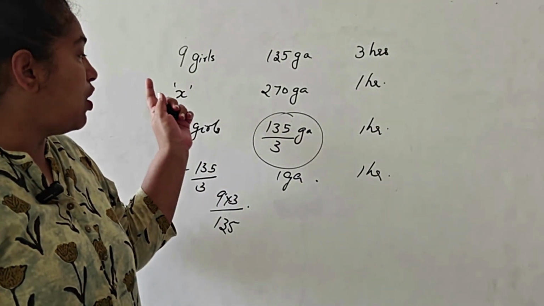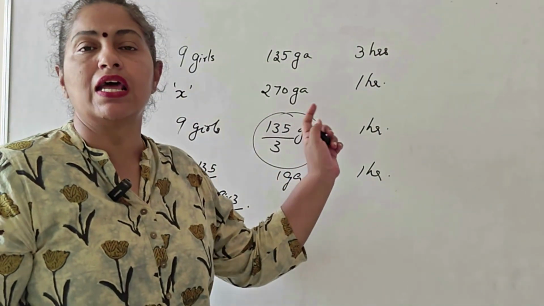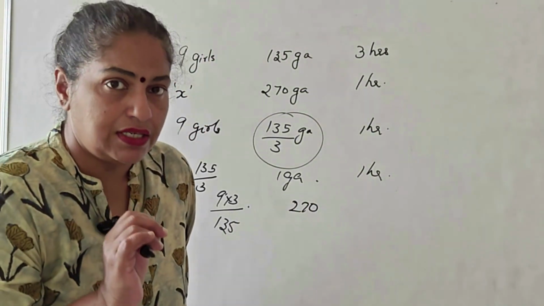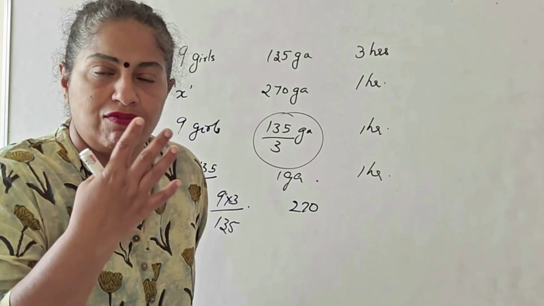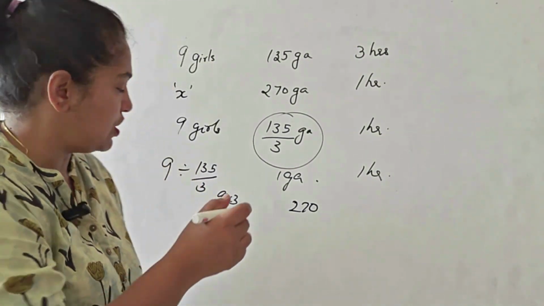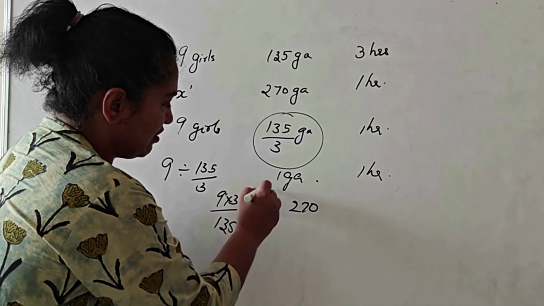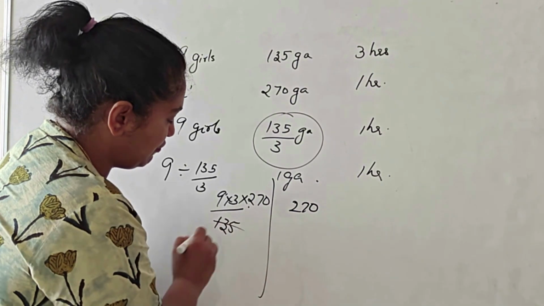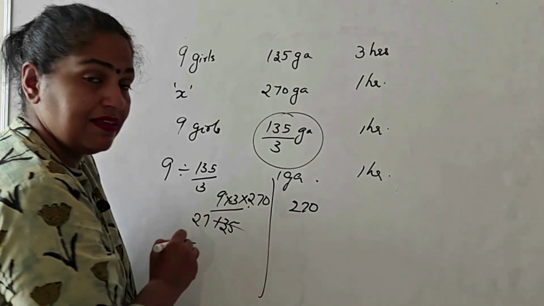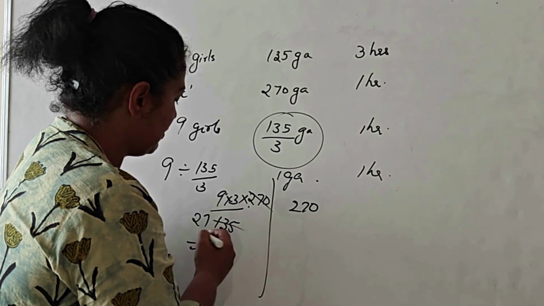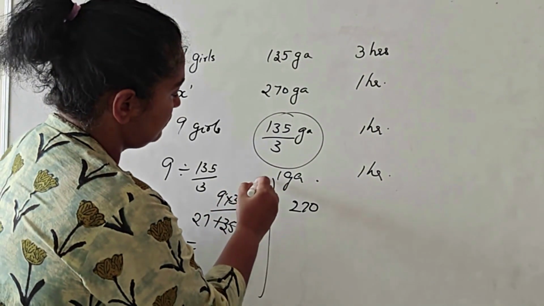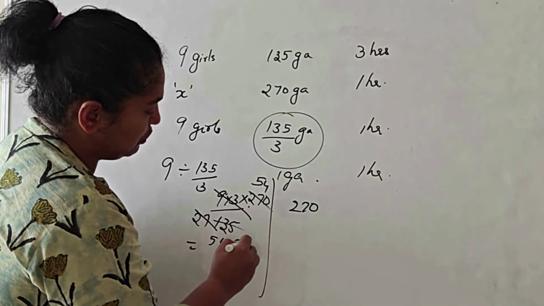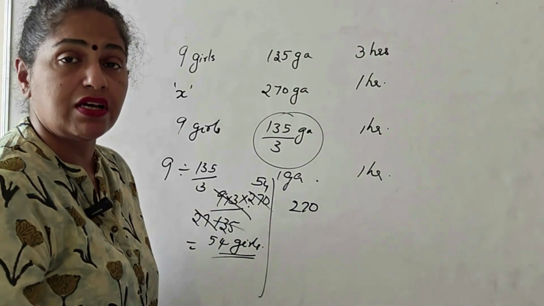Now, what is the question? How many girls are required to make 270 garlands in 1 hour? So, in order to make 270 garlands, the number of girls will be more or will be lesser? It will definitely be more because the number of garlands is more. So, this into 270. Now, let us find the value. When you divide by 5, you will get 27. Here, when you divide by 5, you will be getting 54. 54 girls are required to make 270 garlands in 1 hour.